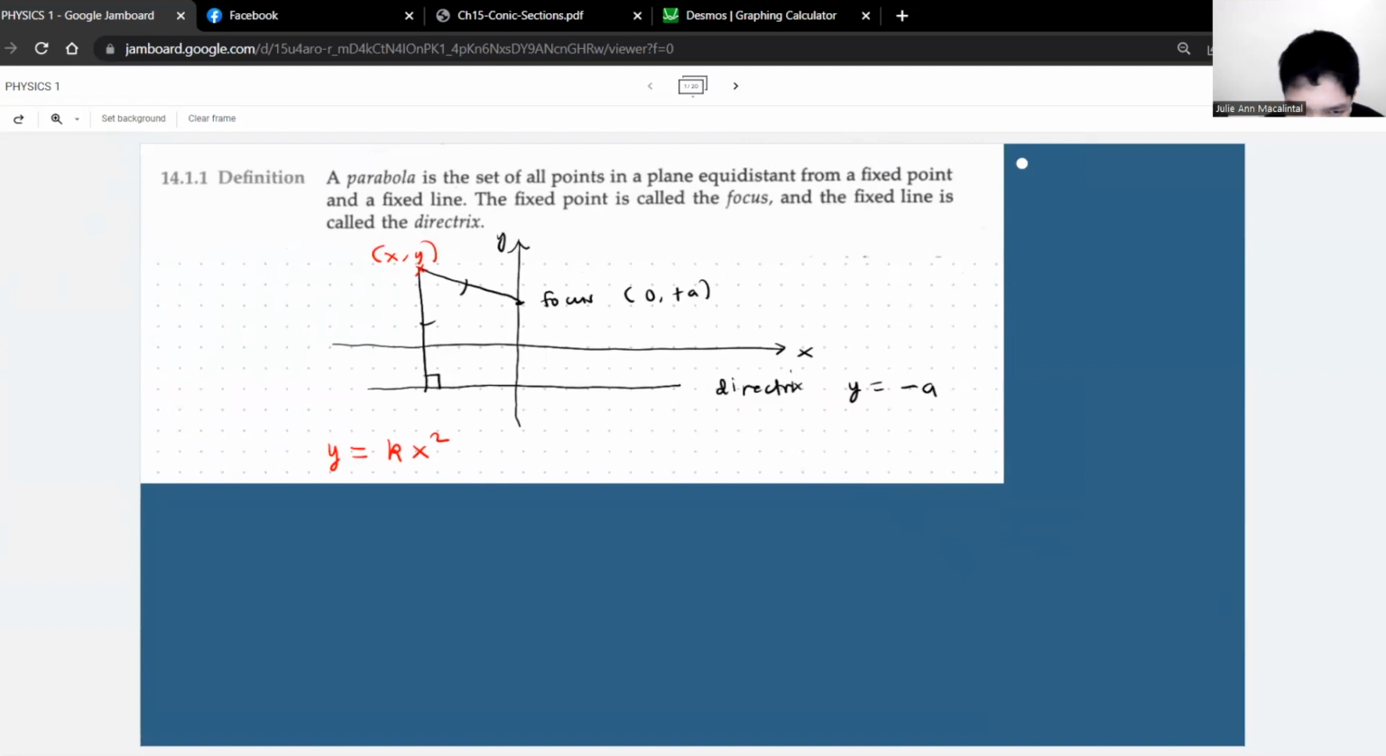Distance. How do I explain? Hindi. So distance from... tawagin mong P yung XY na yan. Gusto ko lang na para klaro yung argument. So call that point P. And then write down distance from P to focus.